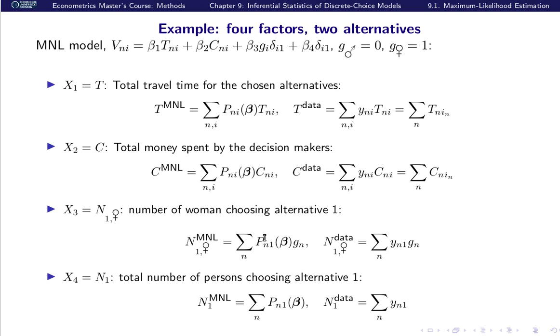Finally, the alternative specific constant itself. Here it's not the female decision makers choosing alternative 1, but all decision makers. It's just the sum of all decisions in favor of alternative 1. And of course here it's the sum of all the probabilities for alternative 1 over all decisions n.